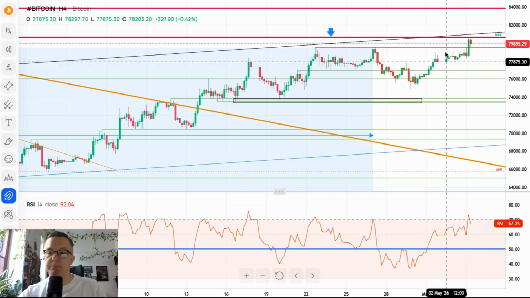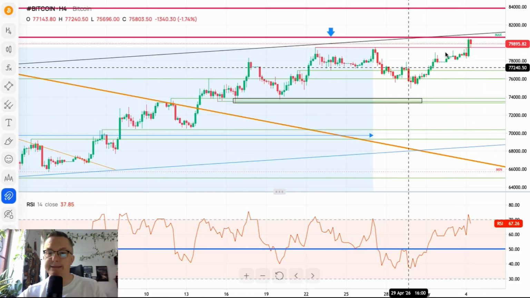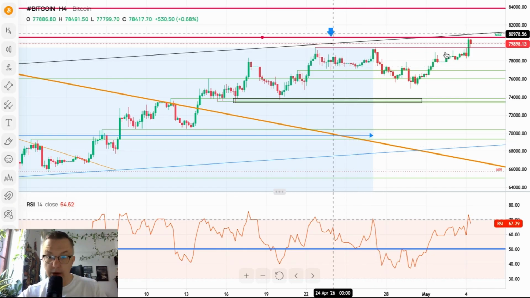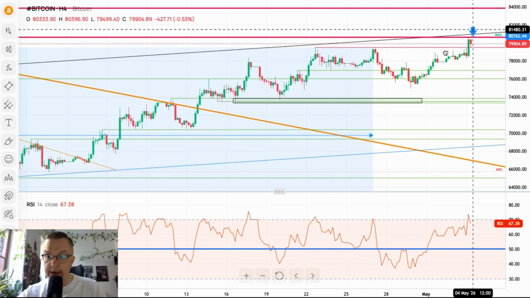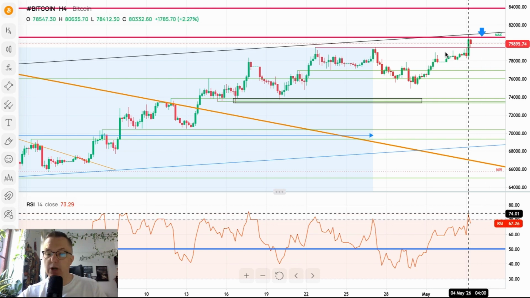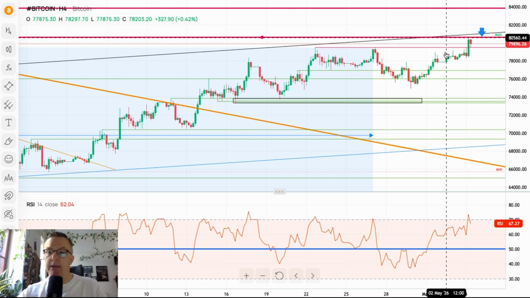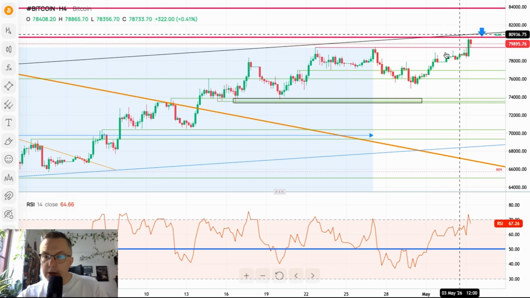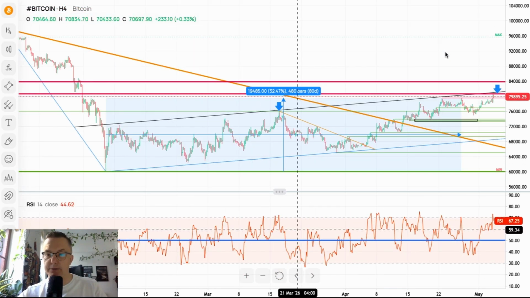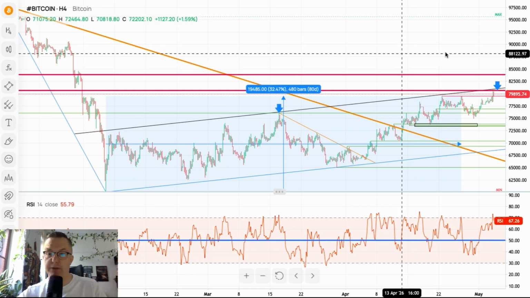And last but not least, the Bitcoin finally hits the target level that we've been talking about, and the blue arrow is still here. We got a touchdown. 80,635 to the dollar into extremely overbought conditions has been hit. Just a little below the channel, the black channel. Take a look at this black channel, which is the upper part of the potential flag pattern.